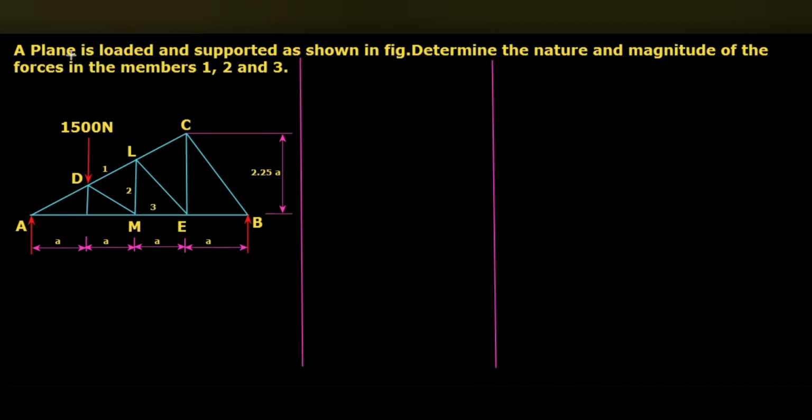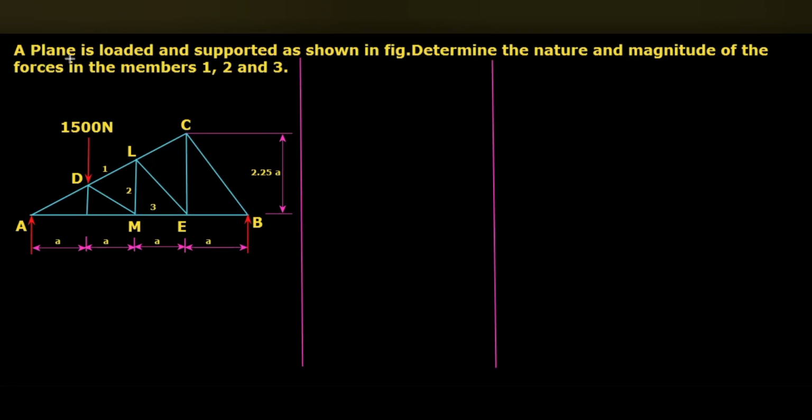Today's class we are going to discuss a numerical on the topic analysis of perfect frames. By using two methods, we can solve this numerical, either by using method of joints or by using method of sections. Preferably, this numerical we are going to solve by using method of sections. Okay, let's go to the numerical.